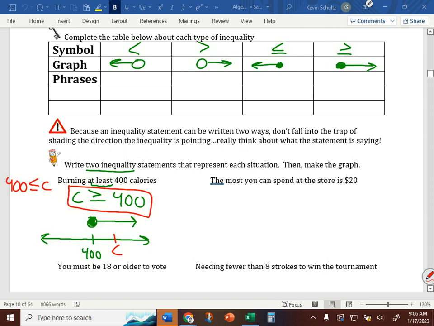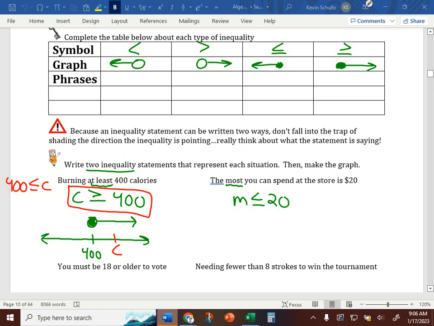Okay? If you change the side of the inequality that your variable is on, your inequality symbol has to flip as well. The most you can spend at the store is $20. The most you can spend is $20. That key word there is most. What symbol did we say was most? Less than or equal to. Okay? So the money you can spend is less than or equal to 20.